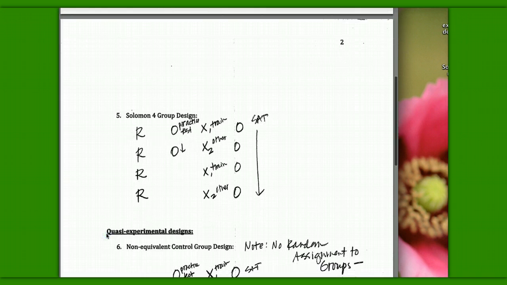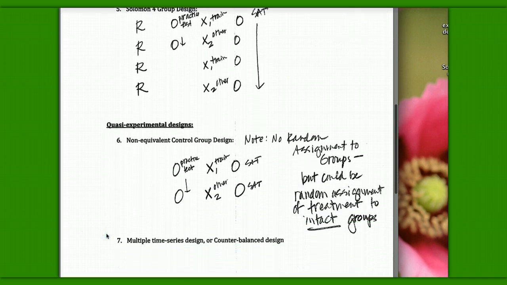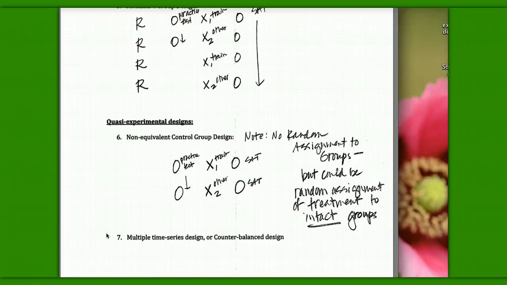Let's look now at quasi-experimental designs. Again, you don't see the R, so these are often done in educational research because you frequently have intact groups, and the best that you can do to establish some control is do random assignment of treatment to intact groups.